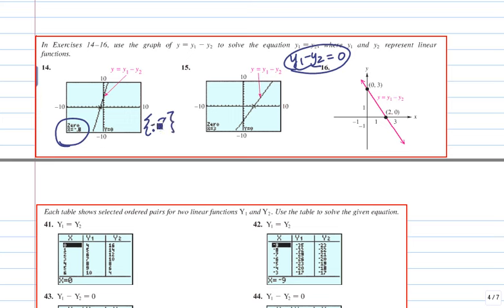So, negative 0.83. This problem, where's the 0? It's at 2. So the solution would be 2.